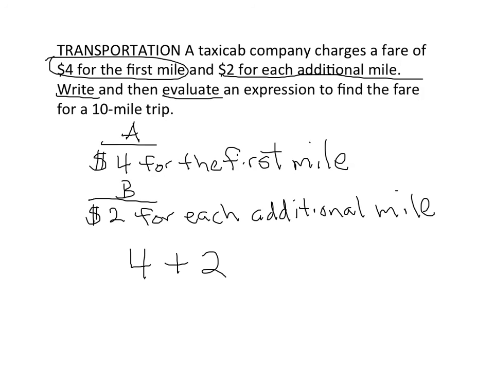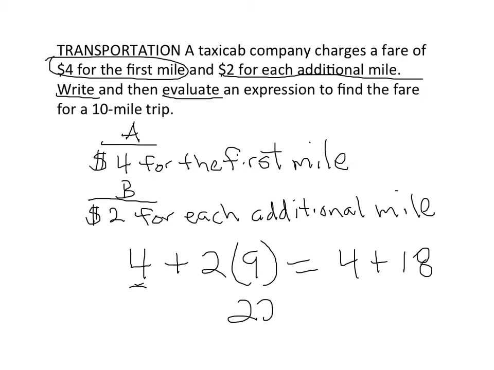Well, we already did 1 mile when we did 4, so that means we only have 9 miles left. In order to find the cost for 9 miles, we're going to say 2 times 9. So now we have our expression, 4 plus 2 times 9, equals 4 plus 18. $4 for the first mile, $18 for the remaining miles. Adding those two together, we have 22. Or, because this is a word problem, it's very important that 22 actually means $22.